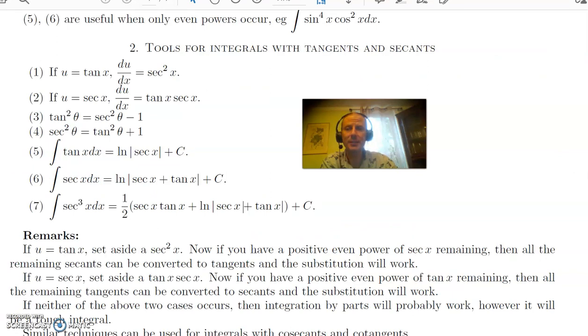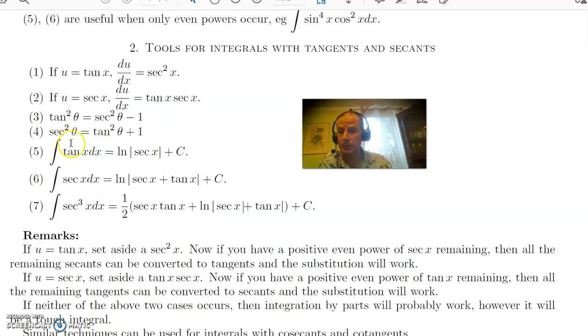Now, sometimes life is just going to be a little bit harder, and no matter whether you let u be tangent x or u be secant x, you're going to have an odd power of things that can't be converted away, so you're not going to be able to get everything in terms of u. So, in principle, any such integral can be calculated. However, it's usually going to be a pretty tough integral. You're usually going to have to do something like integration by parts and a little bit of cleverness. And sometimes it'll be a hard integration by parts problem where you have to solve for the original integral.